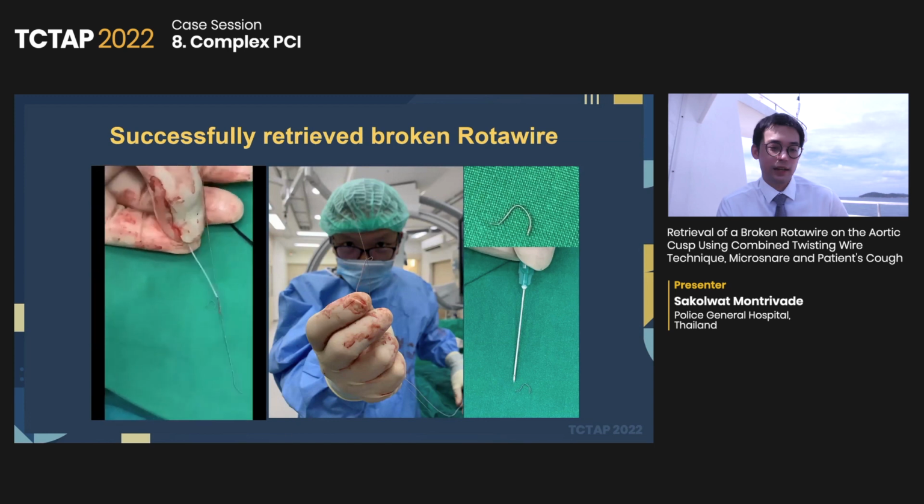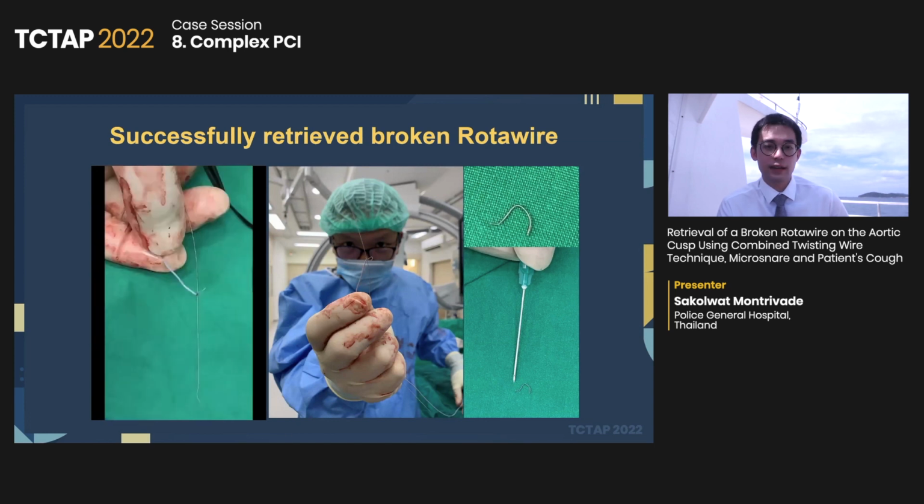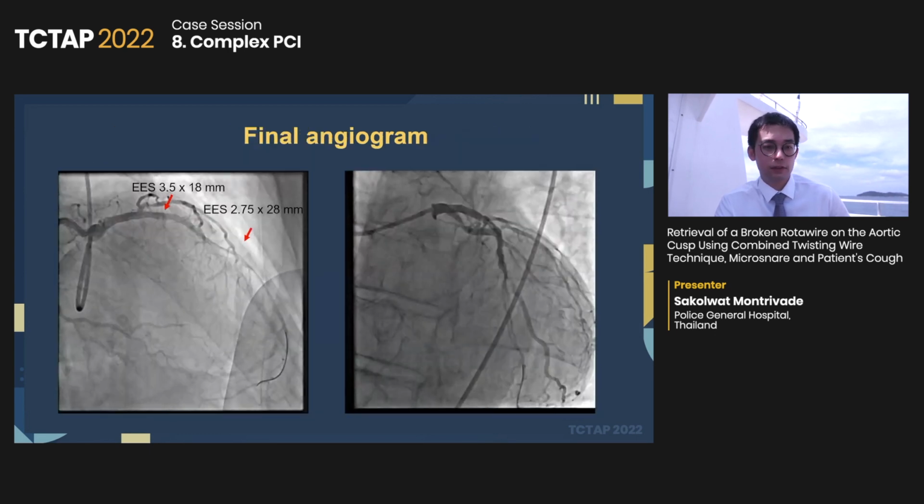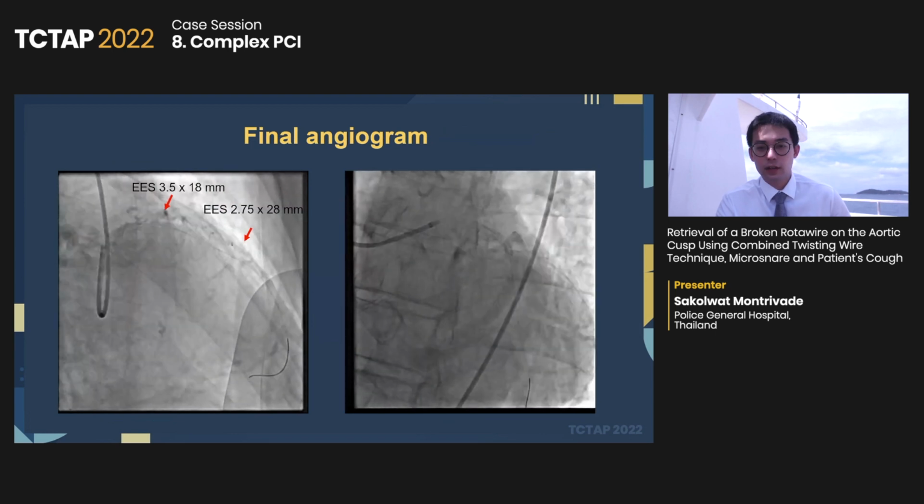As you can see, the tip of the rotor wire is bigger than the shaft, so it may be difficult to aspirate. This is the final angiogram. There was no serious complication.